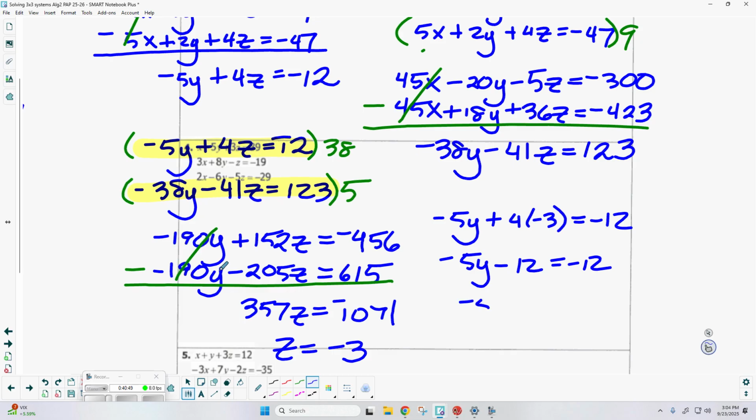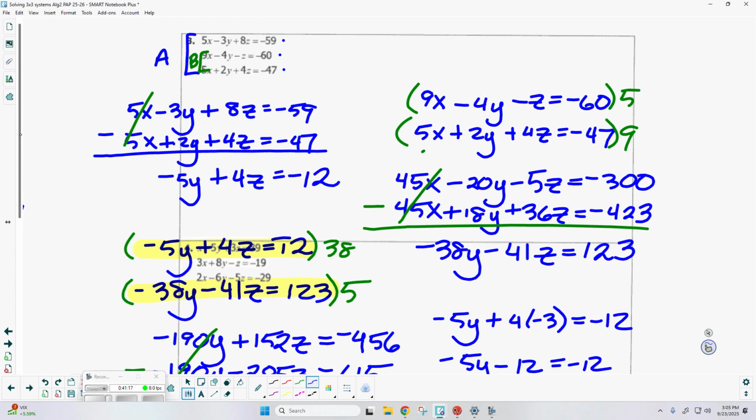So what's about to happen? What's negative 5y going to equal? 0. We're going to add opposites. So what happens here? y's got to be what? y's got to be 0. Still going to go ahead and divide through by that negative 5. So I got y as 0. All right. I got z. I got y. Now it's time for what? x.